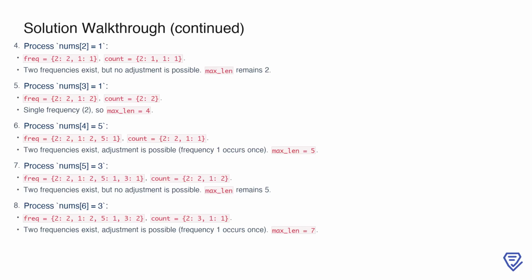For the next number, 3, its frequency also starts at 1. This changes frequency to {2: 2, 1: 2, 5: 1, 3: 1}, and count to {2: 2, 1: 2}. Two frequencies exist, but no adjustment is possible, so max_len remains 5. Finally, when we process another 3, its frequency increases to 2. This updates frequency to {2: 2, 1: 2, 5: 1, 3: 2}, and count to {2: 3, 1: 1}. Adjustment is possible because frequency 1 occurs once, so max_len becomes 7.